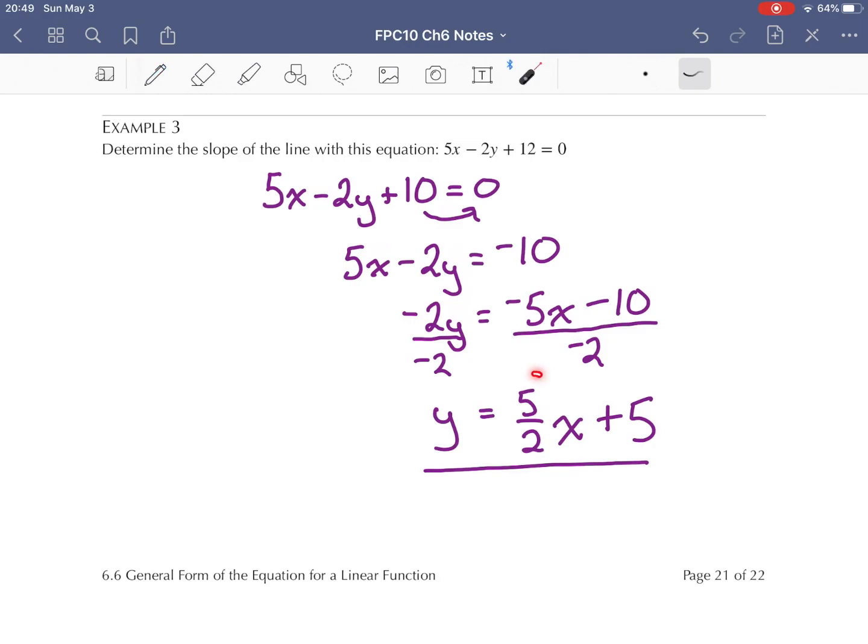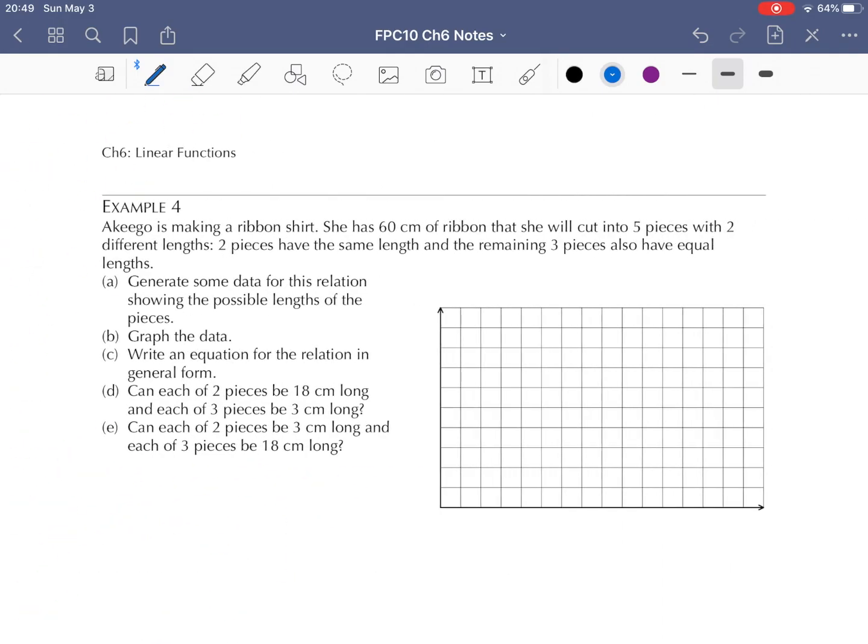Now, if you look, I'm in y equals mx plus b form. That means my slope is easy to pick out. My slope is my coefficient of my x term. So my slope is equal to positive 5 over 2. So we started with an equation in general form. We converted it into y equals mx plus b, or slope-intercept form, by isolating y. Then we could use that to determine our slope.